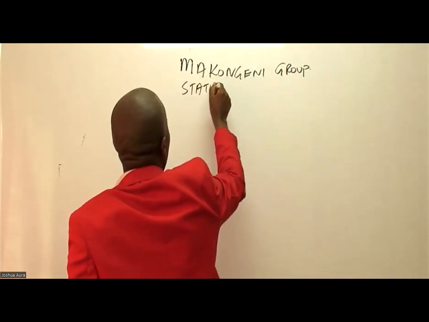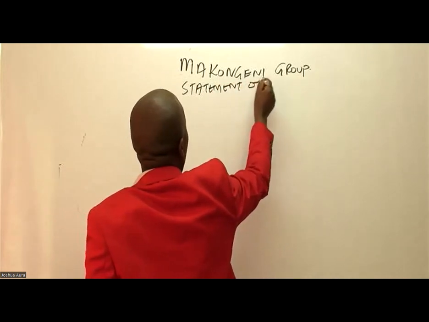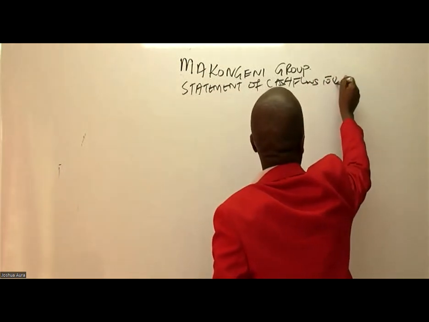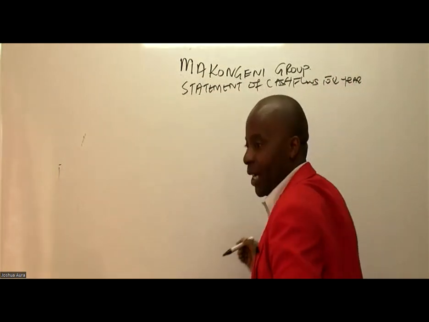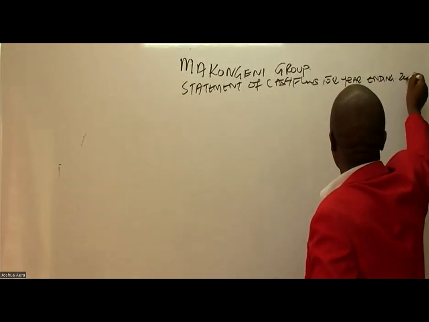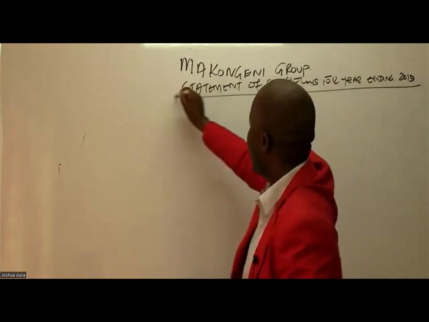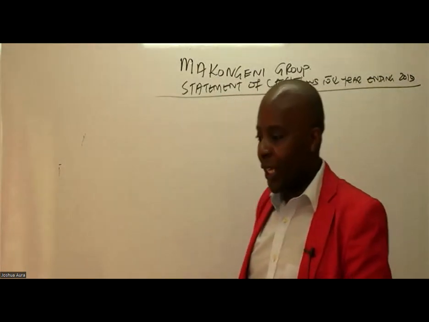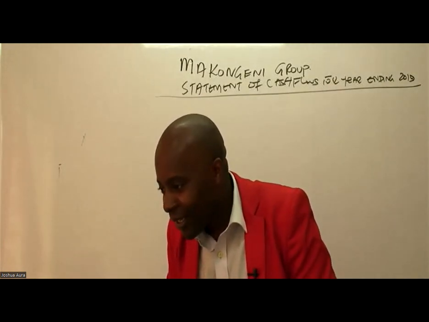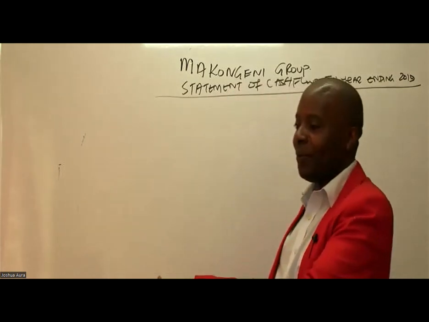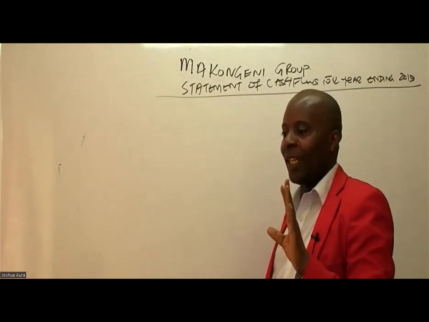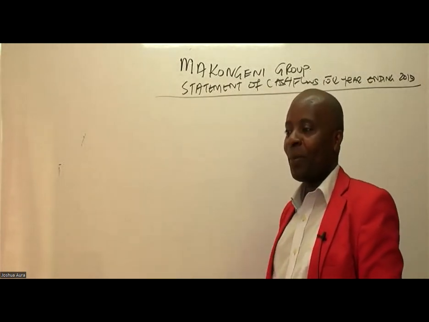Statements of cash flows for the year ending 2019. They underline that very well. But unfortunately, that may be just because of luck. We have to know how to do these things properly. We must know how to do these things properly, right?